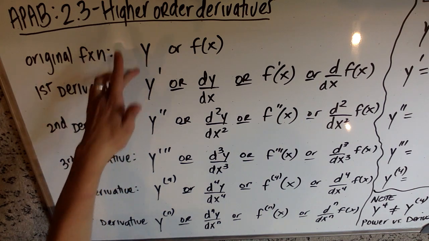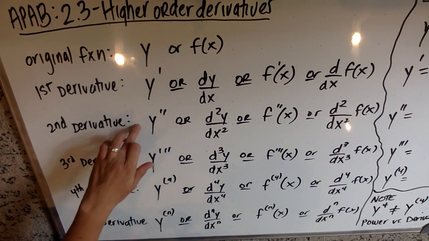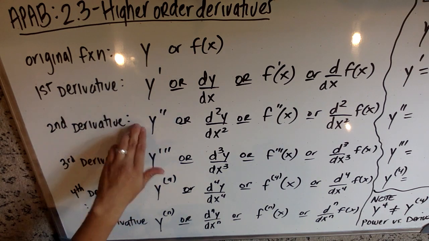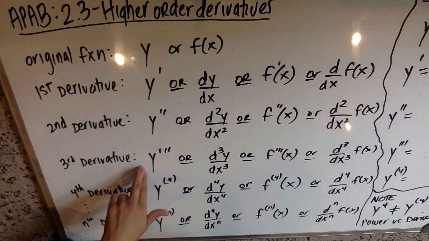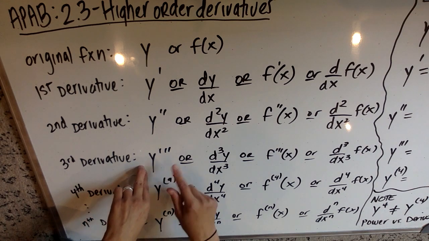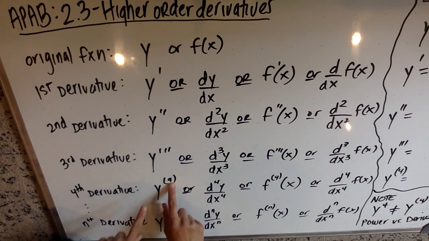To get from y to y prime, you differentiate. To get from y prime to y double prime, which is how we'd say it, you differentiate. To get from y double prime to y triple prime, you differentiate. And then after three primes, we usually don't see it as little hash marks anymore. We see it as a number, like the number 4, in parentheses.